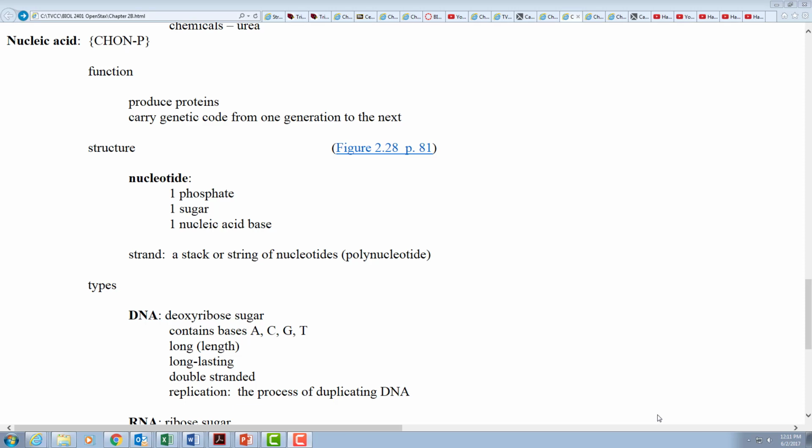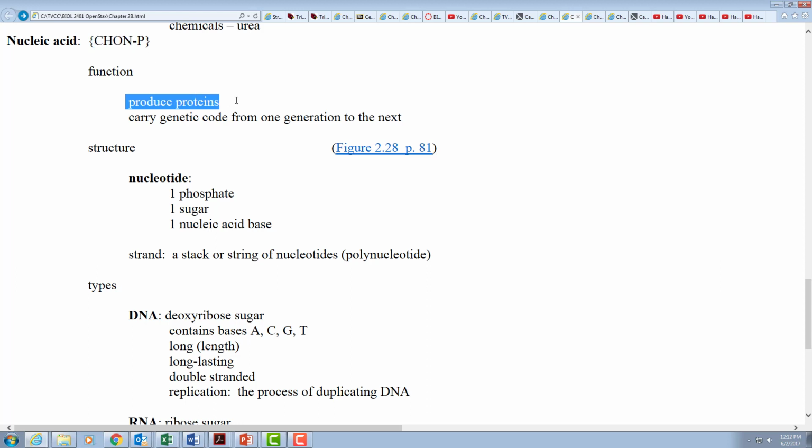Nucleic acids are the last type, the fourth type of organic molecule. Now these are different than the other three because we mentioned them having energy. Nucleic acids we do not burn for fuel. We use them for a different purpose. These will have a combination of carbon, hydrogen, oxygen, nitrogen, and a little bit of phosphorus.